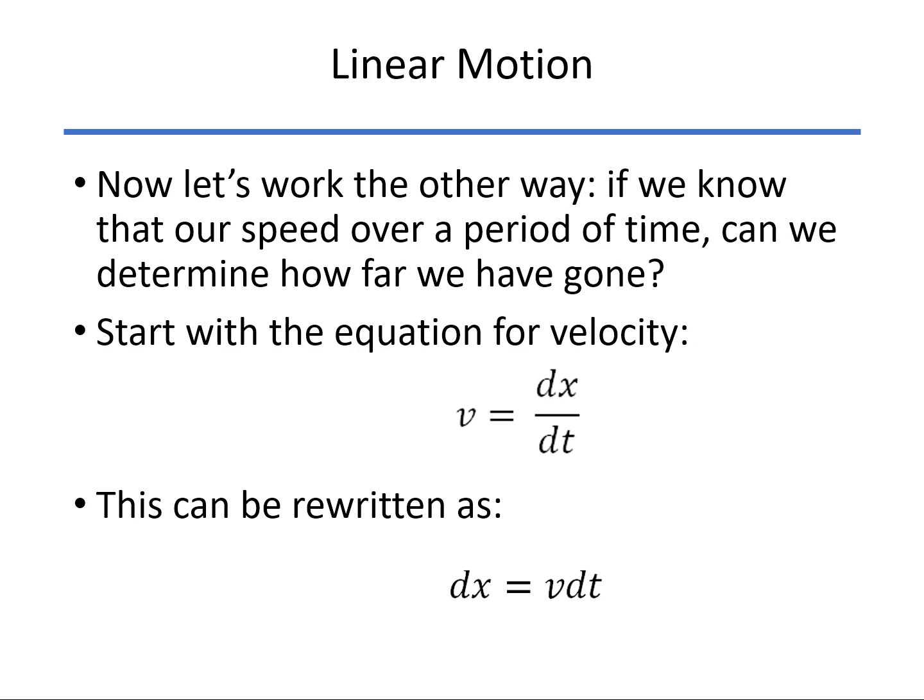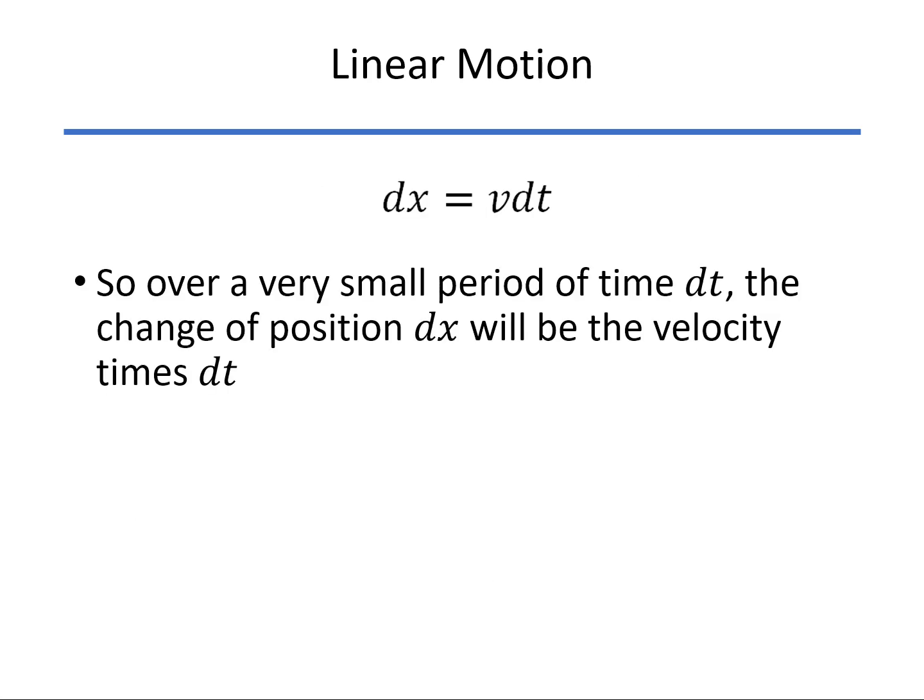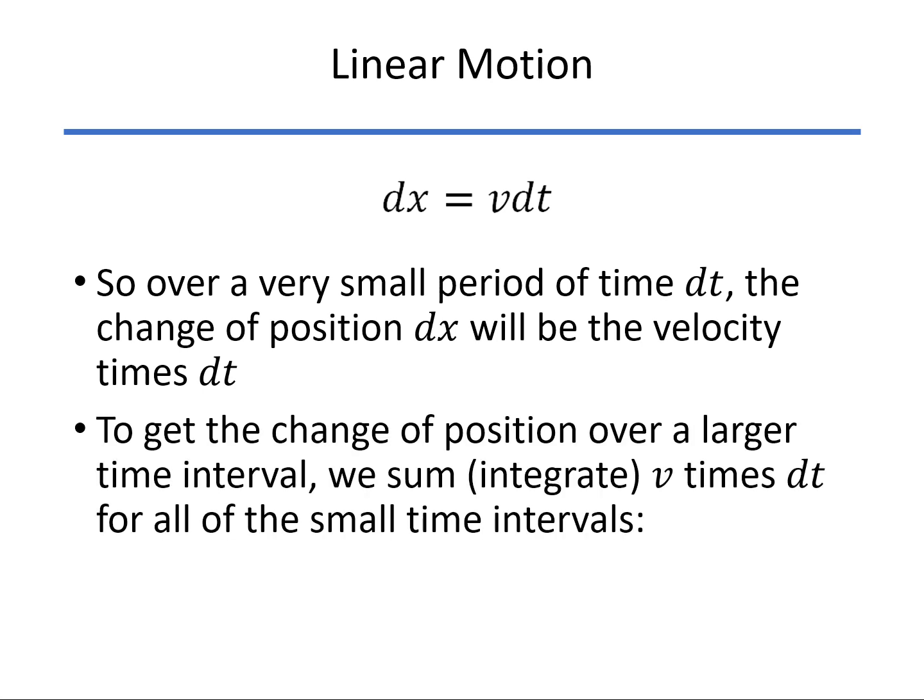What that tells me is that for a very, very small time increment, dt, if I multiply dt times the velocity, then I have the change in position dx. And if I want to know that over a definite time interval, I just integrate all those little v times dt areas. That is the definition of the integral here, summing up all of those small increments.